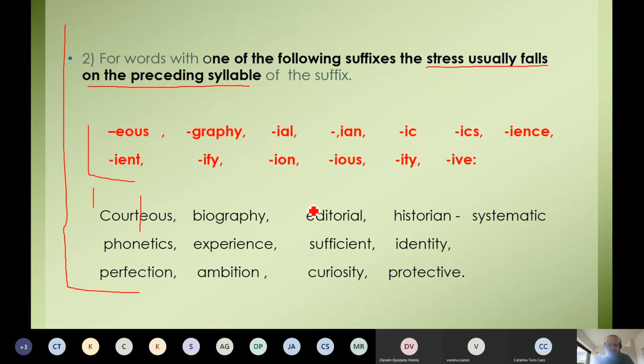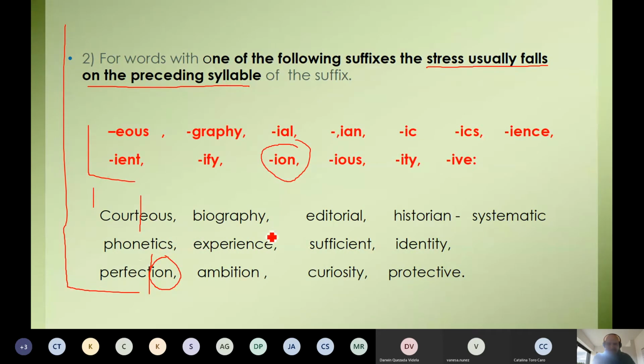And so I think it's quite interesting to see this perfection. I think is this one, right? Perfection. We see it here. And the word is perfect, the verb, perfect, the adjective, right? Perfect, the adjective, perfect, the verb. Perfection. So before the suffix, fect, right, is where the stress is going to fall.